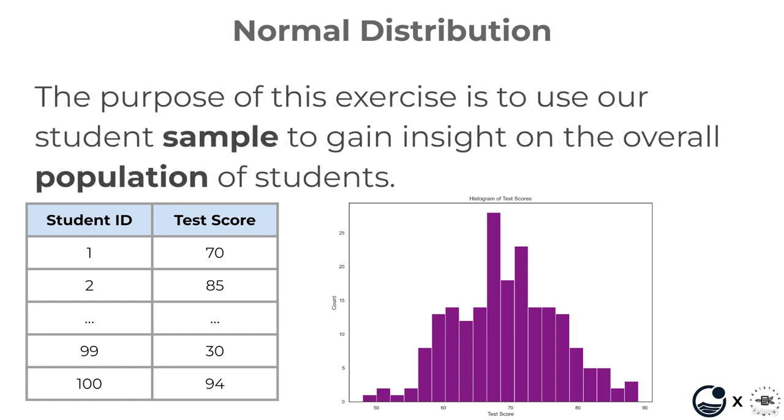So the purpose of this exercise is to use our student sample to gain insight on the overall population of students. That also is going to come with some requirements, like having a large enough sample. I can't do this sort of thing with just one student. And later on, we'll discover that around 30 minimum data points are going to be needed to begin to do things like test for normality.